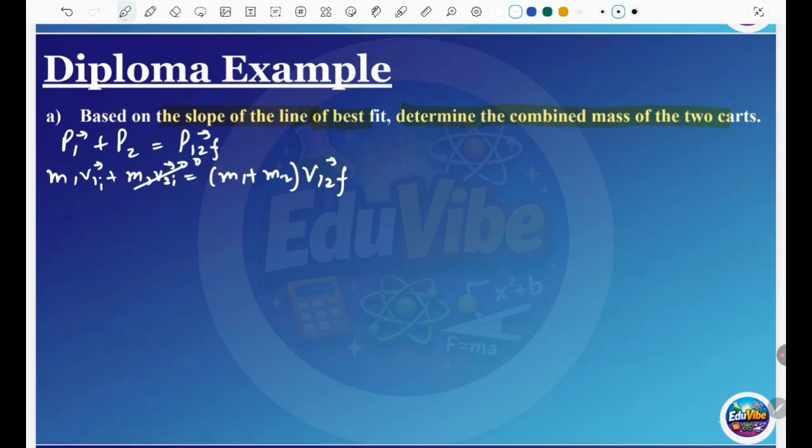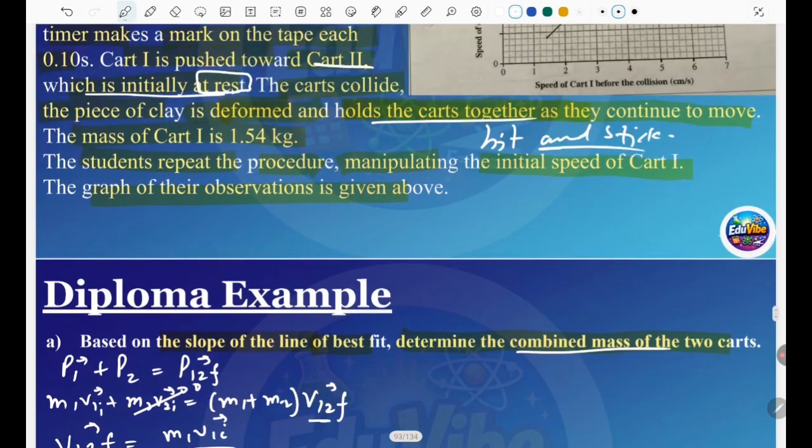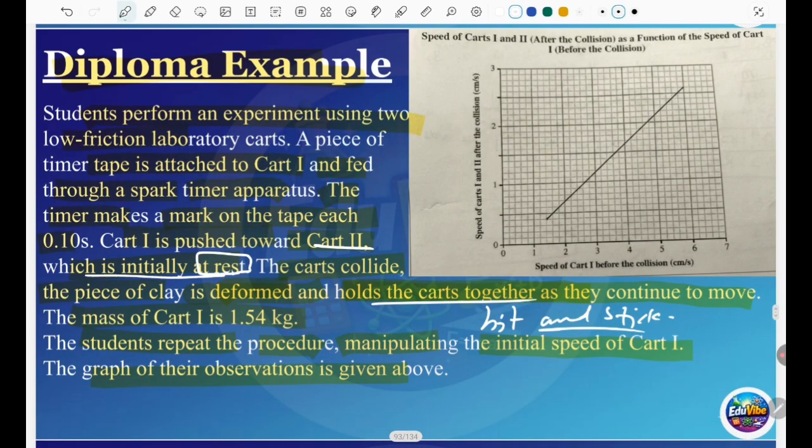If this one goes out, we are left with only m1 v1 equal to (m1 plus m2) v_f. Since we want the combined mass of the cars, that goes over there and we get this. From here, this is the speed of cart 1 before the collision, so it is v1, and this is the speed of cars 1 and 2 after the collision. It means this is the combined final velocity.